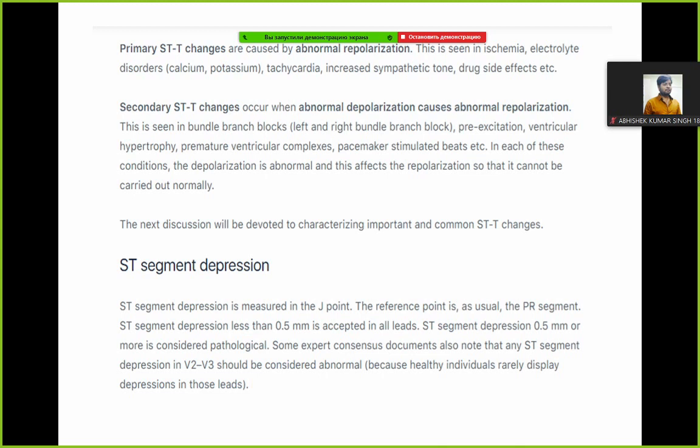ST segment depression. The reference point is, as usual, the PR segment. ST segment depression less than 0.5 millimeters is accepted in all leads and is considered to be normal. ST segment depression of 0.5 millimeters or more is considered to be pathological. Some expert consensus documents also note that any ST segment depression in V2, V3 should be considered abnormal.